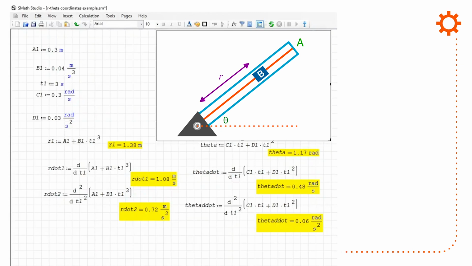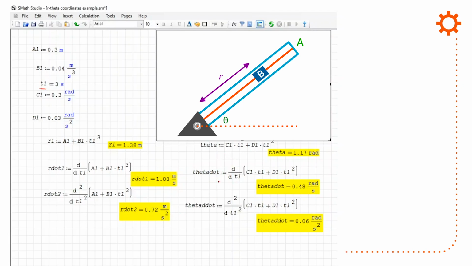So let's try and do the same problem in SMath Desktop. Here I have all the same terms, A, B, C, D. I've just called them A1, B1, C1, D1. I've got a problem because T is kind of a predefined variable, and so I then put in all the terms. I get R1 is equal to 1.38. I can do the calculation where I take the derivative with respect to T1, and I'll get R dot 1. And then I can take the second derivative with respect to T1, and I get R double dot.